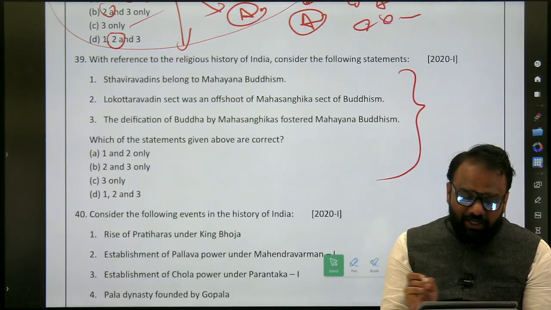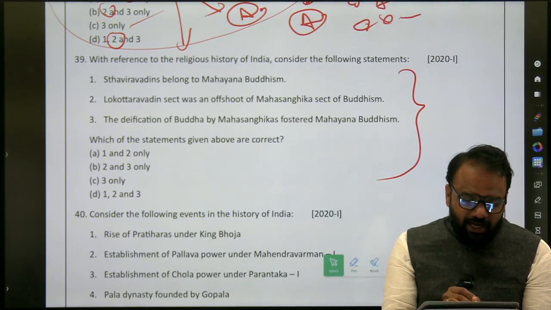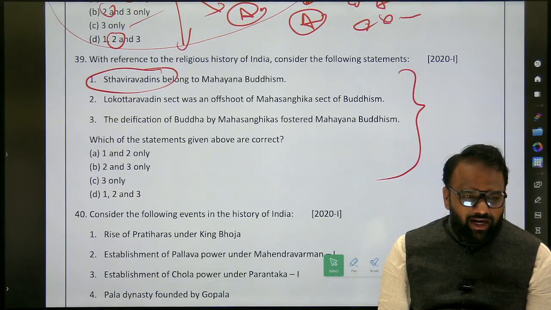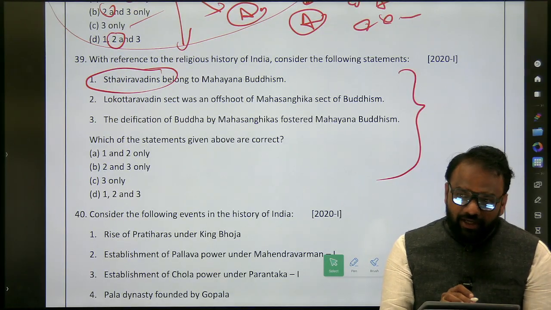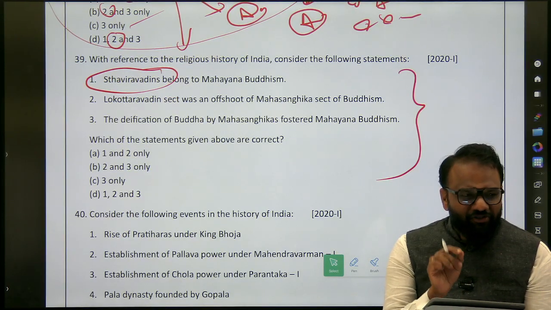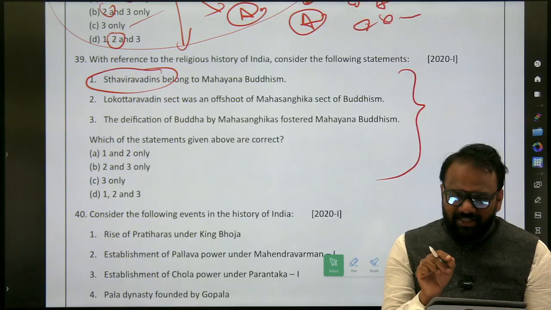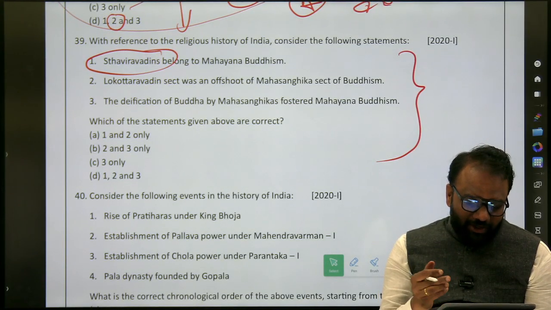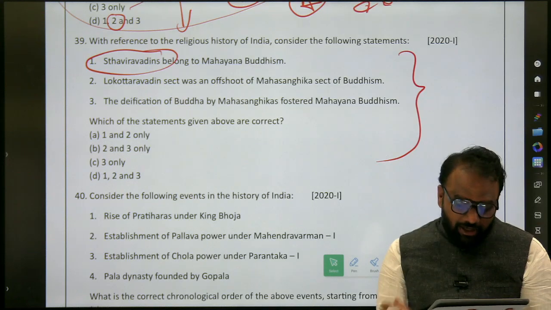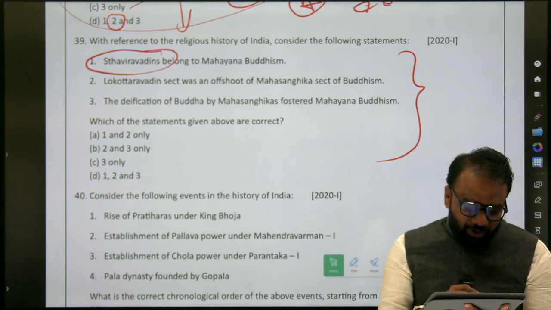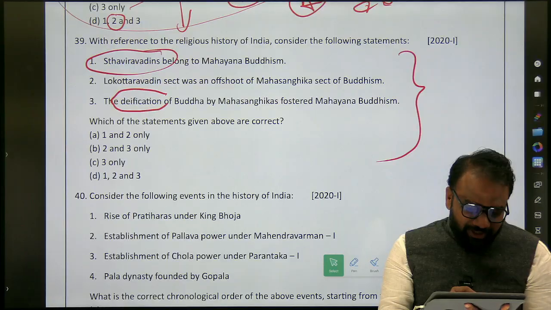We have seen in our notes, Sthaviravadi is associated with? Yes, in Buddhism, Mahayana or Hinayana? It's associated with Hinayana. So there the confusion will arise. Mahasangikas, there's a lot of confusion. Otherwise, what we'll do is try to go for elimination. Previous year also while discussing, we came across this kind of confusion. So we had understood what deification is.